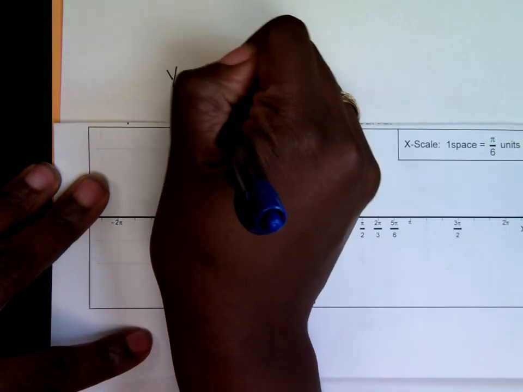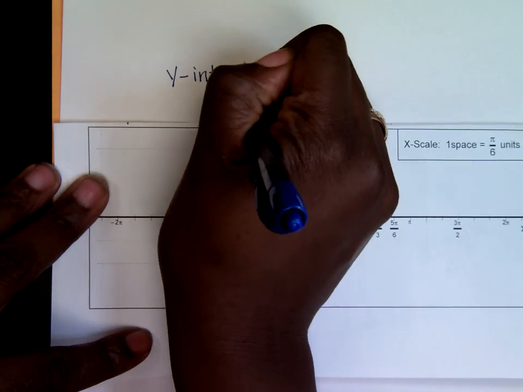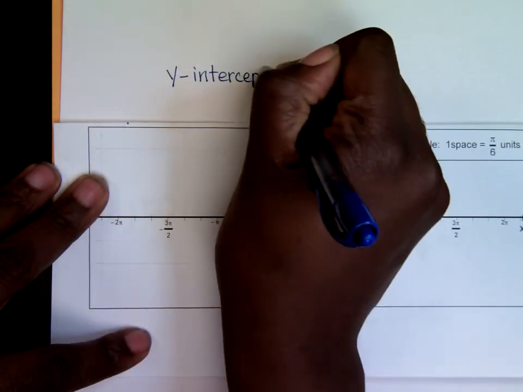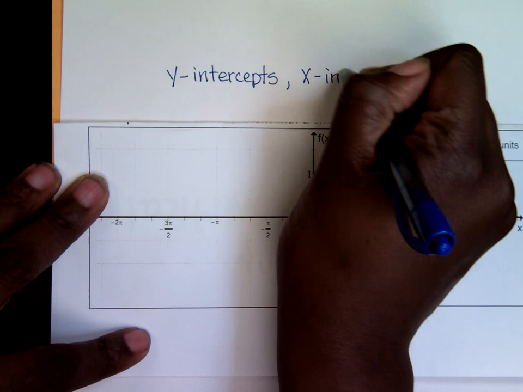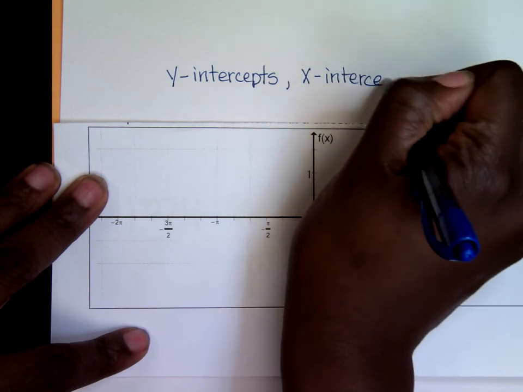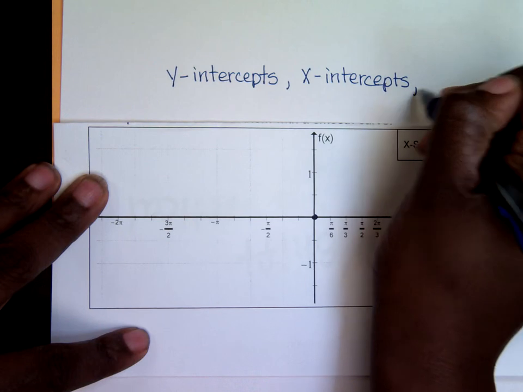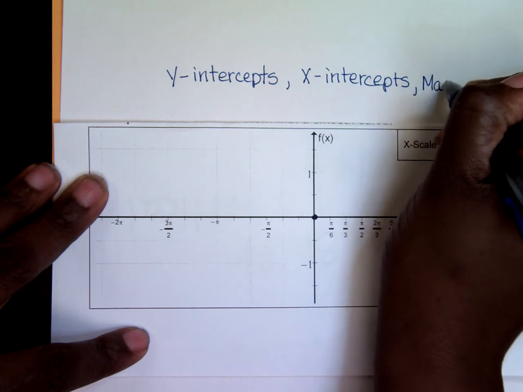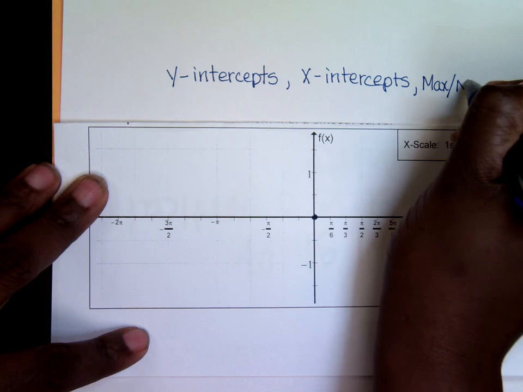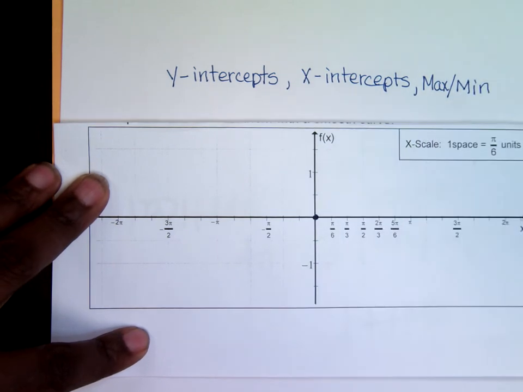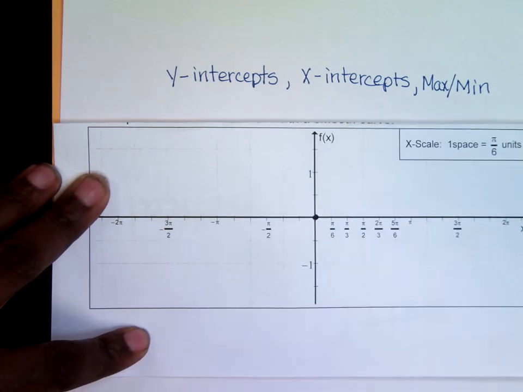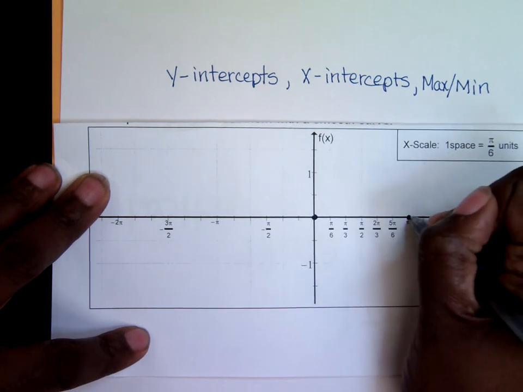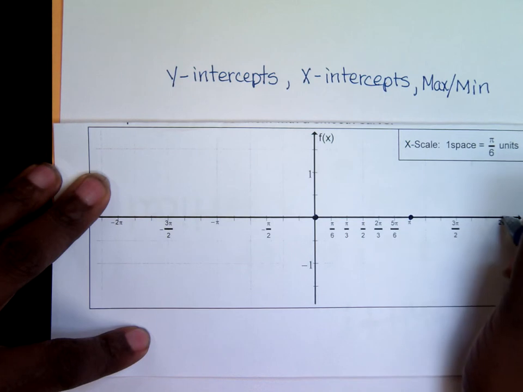the y-intercepts, the x-intercepts, and the maximums and minimums. So we first start with the y-intercept, which is 0, 0. The x-intercepts are pi, 0 and 2 pi, 0.